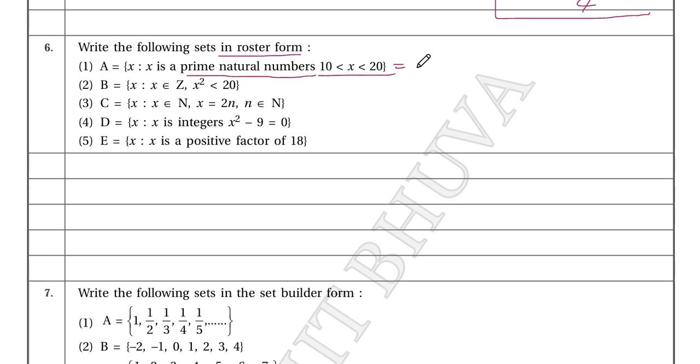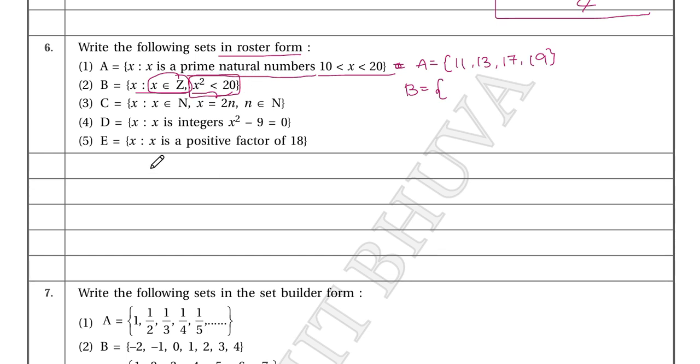So what is the roster form of this question? Between 10 and 20, which prime numbers are there? 11, 13, then 17, after that 19. So this is the roster form of the set A. Second, x such that x belongs to integers and x square is less than 20. So the roster form of the set B is all the elements in integers that satisfy this condition. The condition is that x square is less than 20.